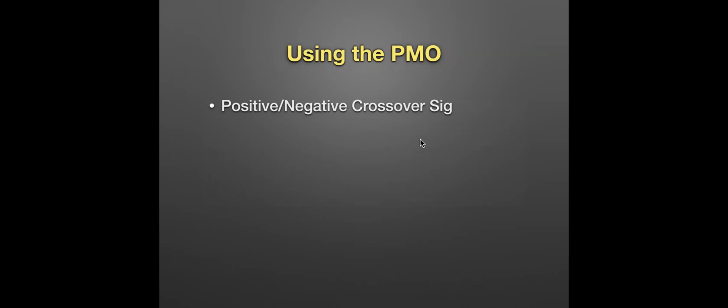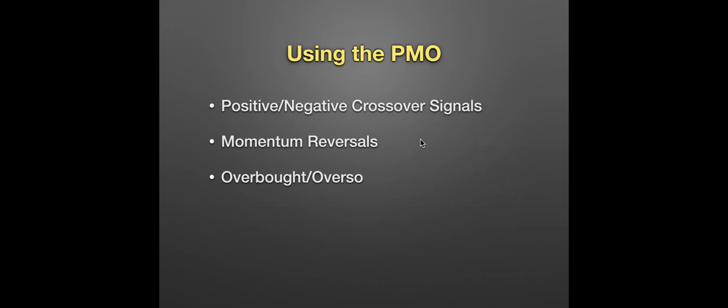So using the PMO, I look for positive and negative crossover signals. I mean, that's a pretty obvious one, right? I'm looking for reversals in momentum. So I'm looking for when the PMO is going to bottom or when the PMO is topping. That gives you some very good information, particularly when you're interested in possibly selling a stock. These momentum reversals are extremely important for you to watch.